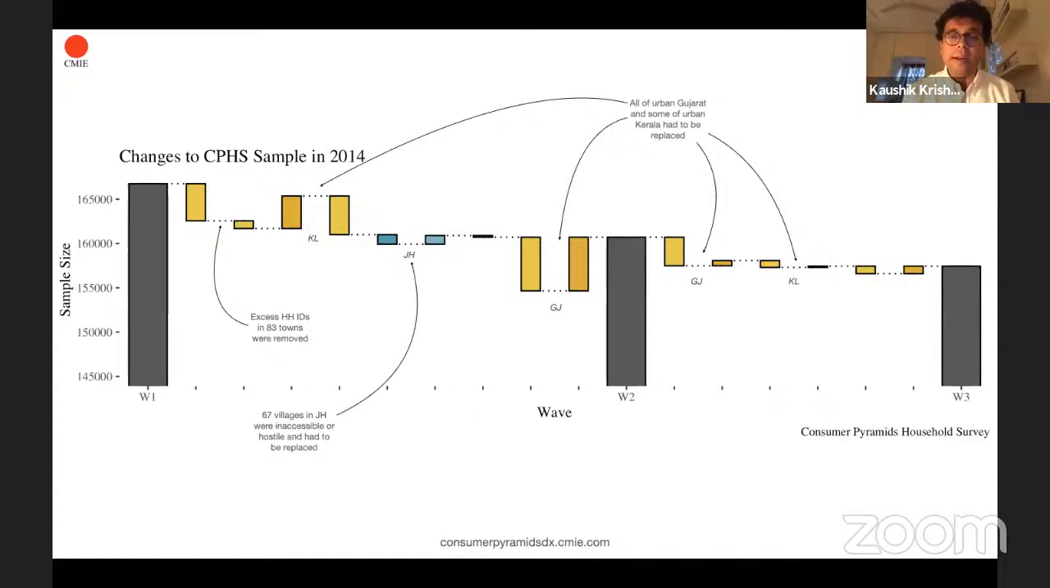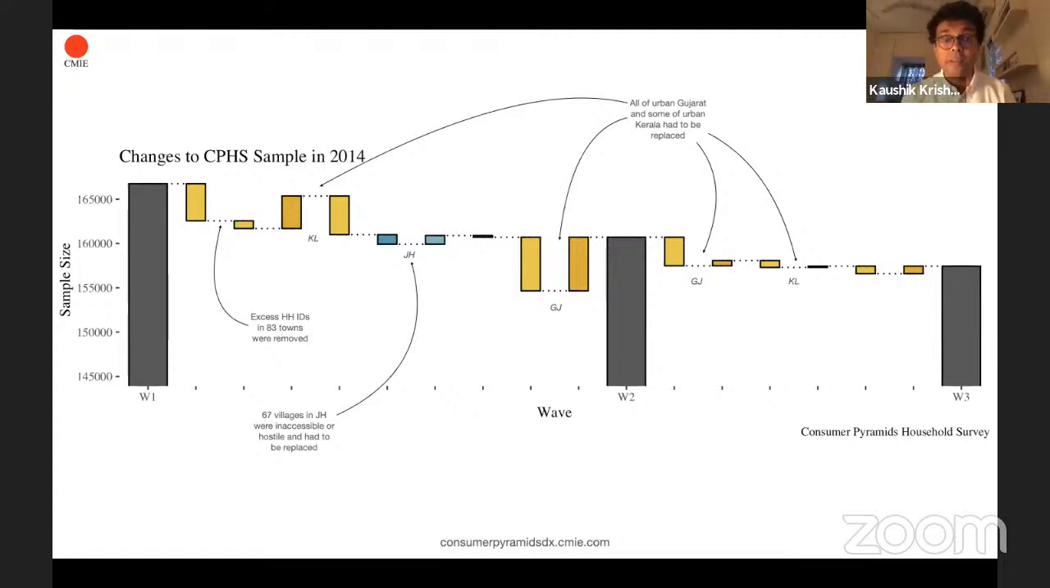We also found large-scale issues with the sample in urban Gujarat and some parts of urban Kerala. In fact, the urban sample in Gujarat had to be redone from scratch. The entire wave 1 urban sample for Gujarat was put aside and we drew a brand new sample. That spilled over into two waves.